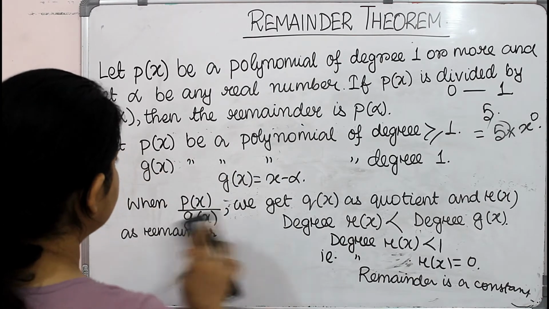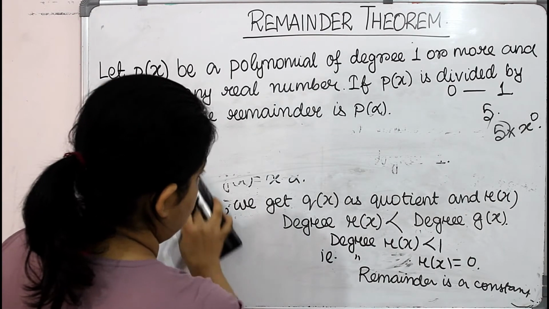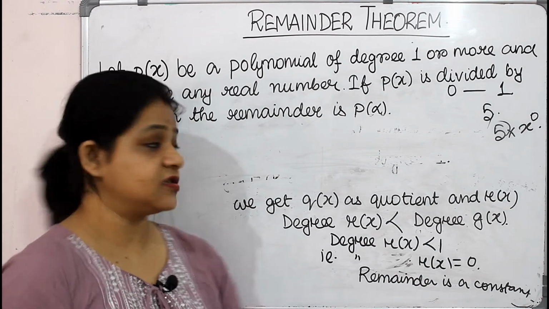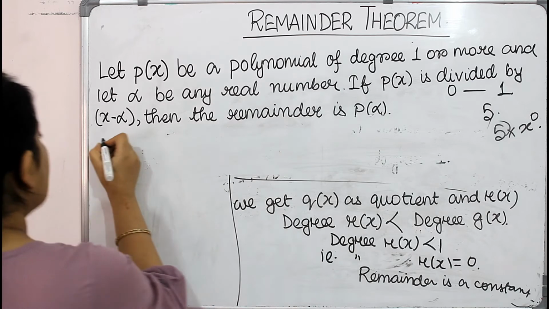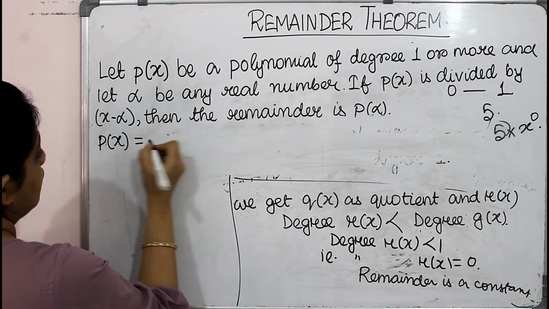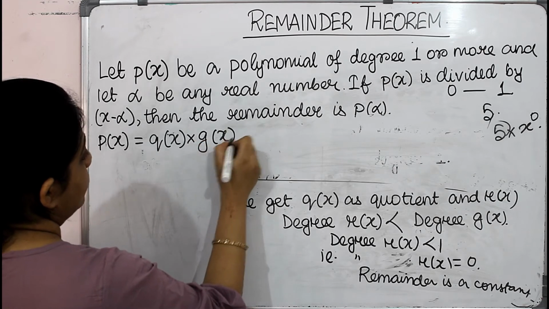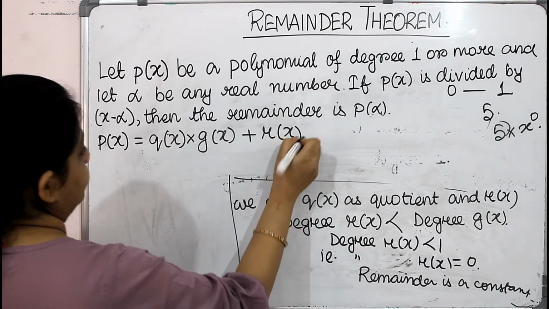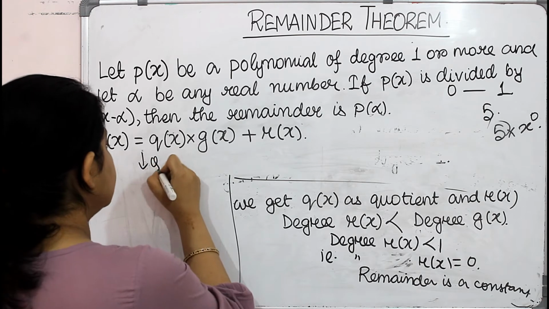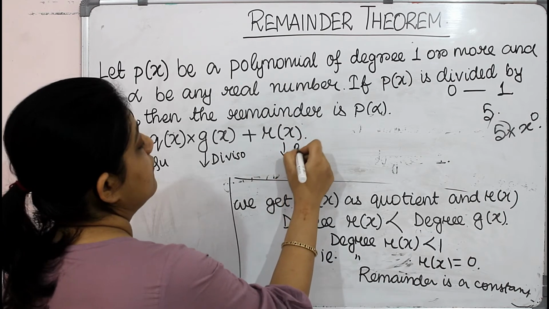Now let's proceed. Let us rub this, and we will keep only the R(x) as a constant. This part we will keep. Now, according to the division algorithm, what is given to you? P(x) is equal to Q(x) into G(x) plus R(x), where Q(x) is the quotient, G(x) is the divisor and R(x) is the remainder.